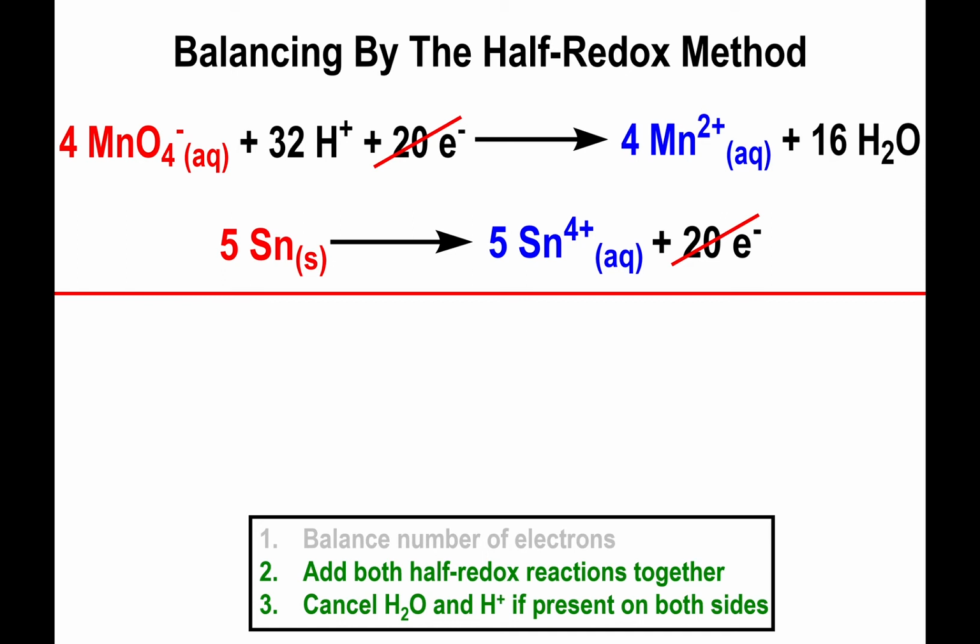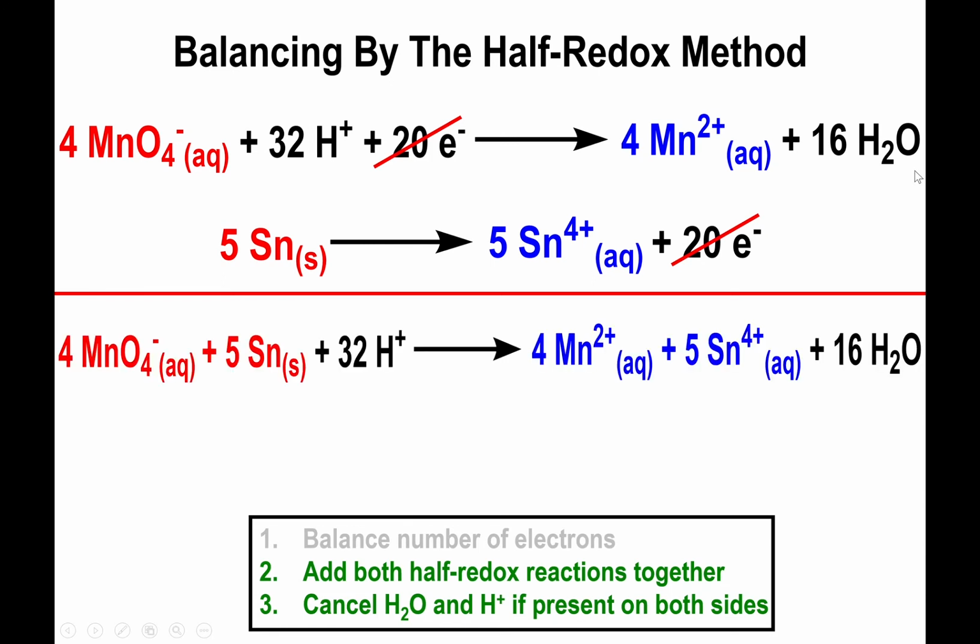If you do have waters on both sides of the equations and H pluses on both sides of the equations, make sure to cancel them out to the highest extent possible. But in this particular instance, there's only H plus on the left side of the first equation, and there's only water on the right side of the first equation. So you will literally just bring everything down the way it is, because there's nothing to be canceled out aside from the electrons.